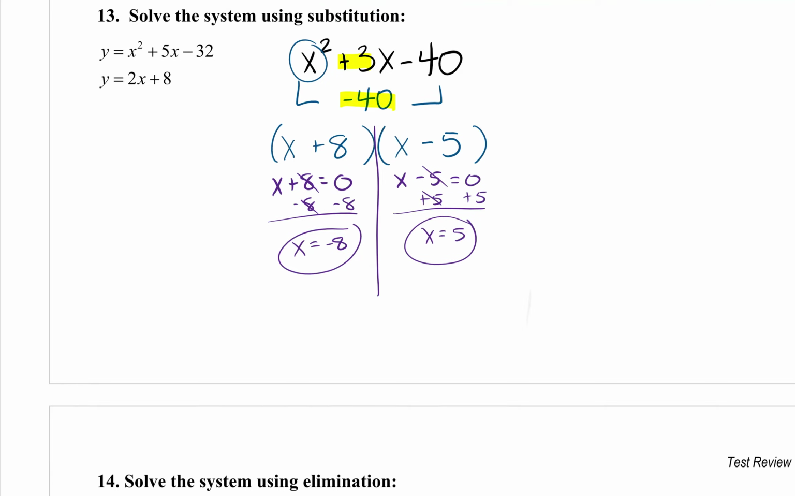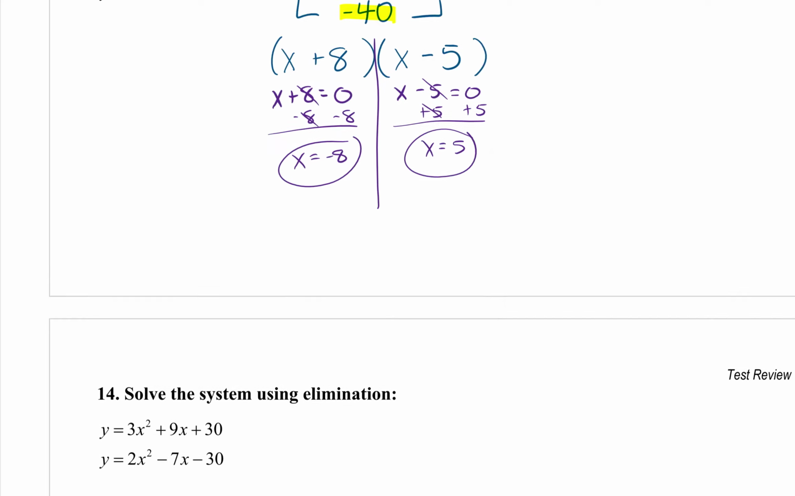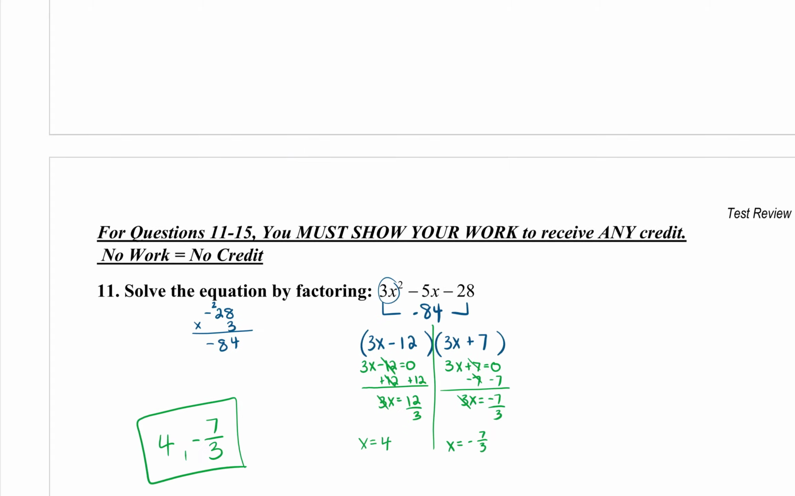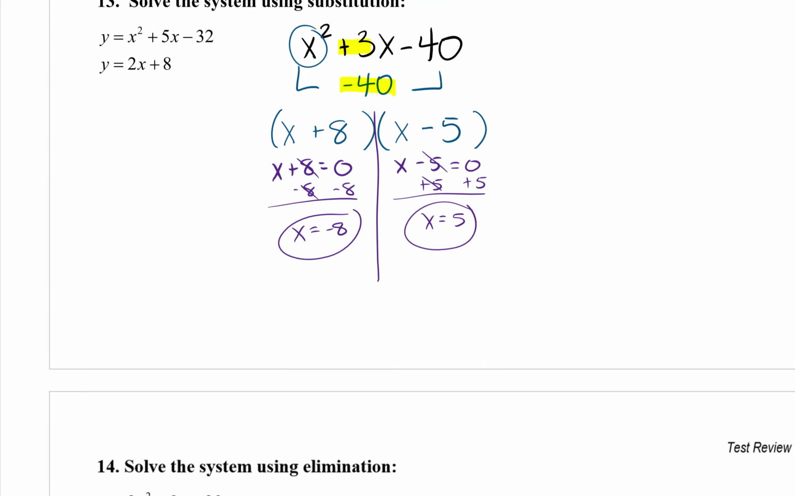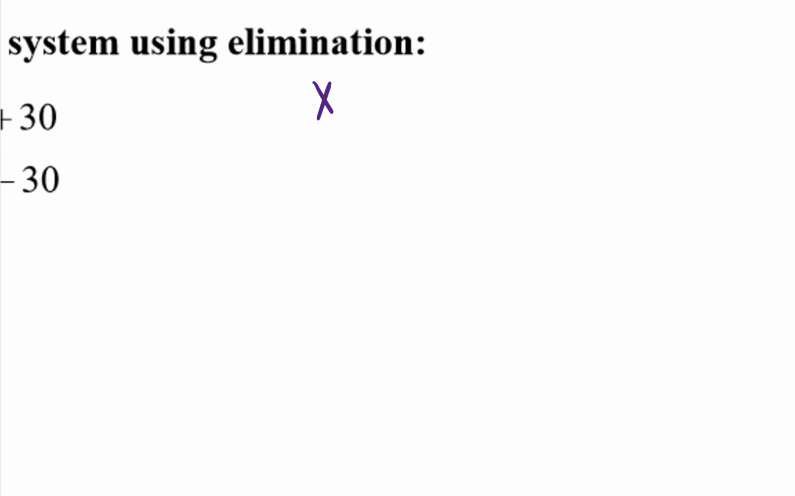Alright, we got 2 more, 14, 15. Alright, 14, kind of the same thing here. 14, if I go back to 10, same question, right? So again, I reused the same question on purpose to save a little bit of time. So I wanted to get x squared, 16x, and 60. That's what I'm going to write, and I'll go from there. Alright, so I have x squared plus 16x plus 60.